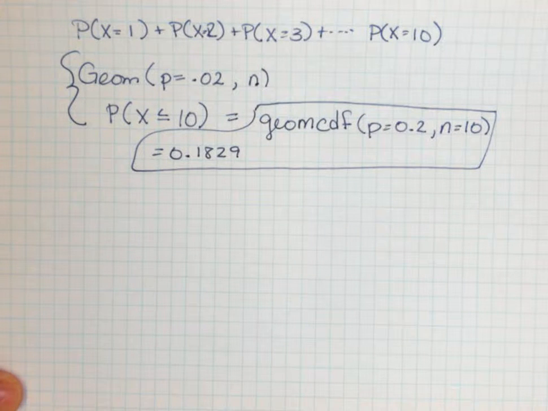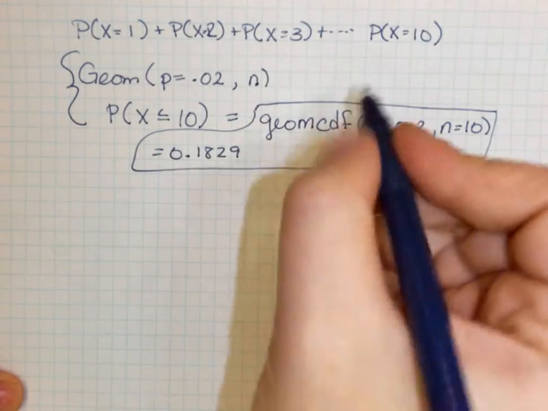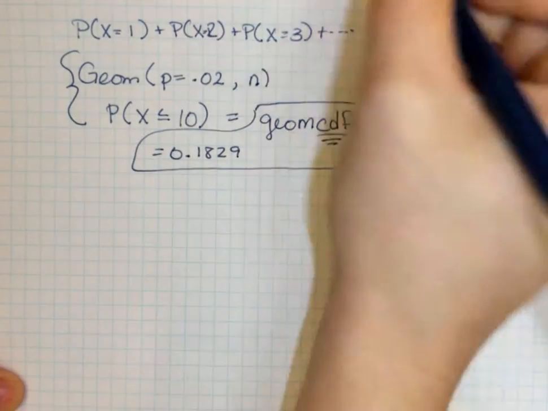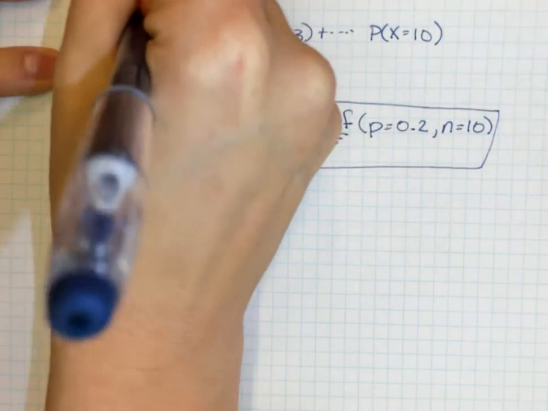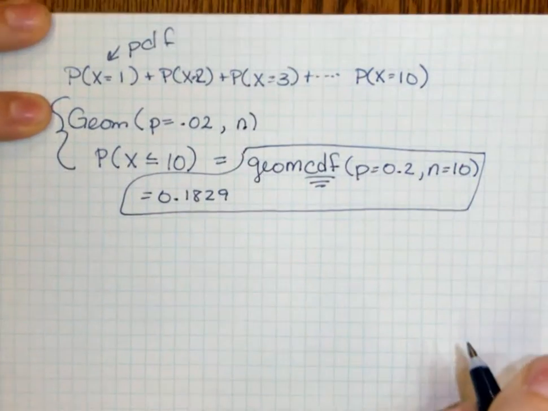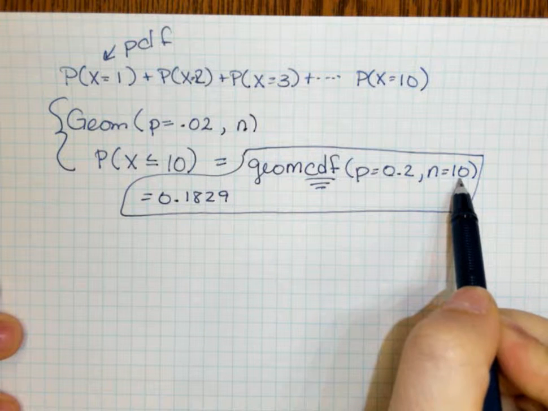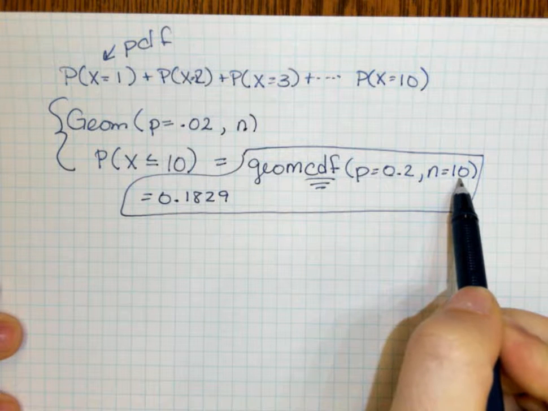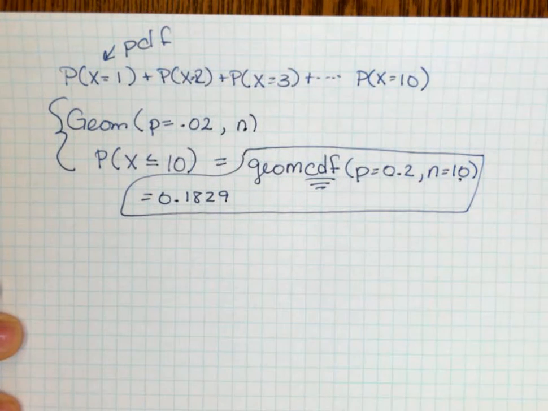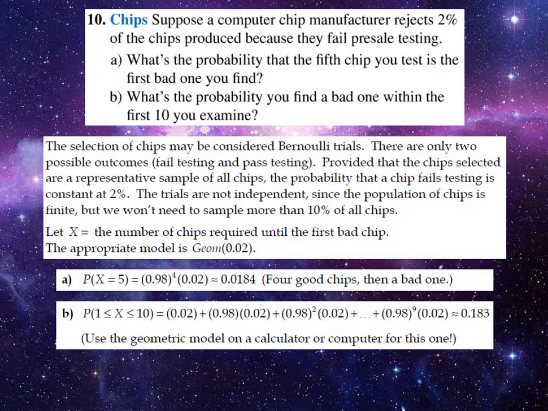Does that make sense to you guys? I want to see CDF or PDF. Each one of these is a PDF. You see probability of success and when are you going till. Or you could have written it all out on your calculator and that's just a pain in the neck.